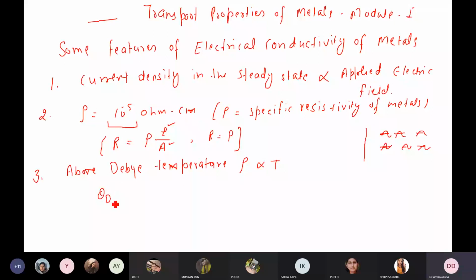Okay, so theta D is the Debye temperature and is given by h nu m divided by k, where h is the Planck's constant, nu m is the Debye frequency, and k is the Boltzmann constant. Okay, so this is the third one.